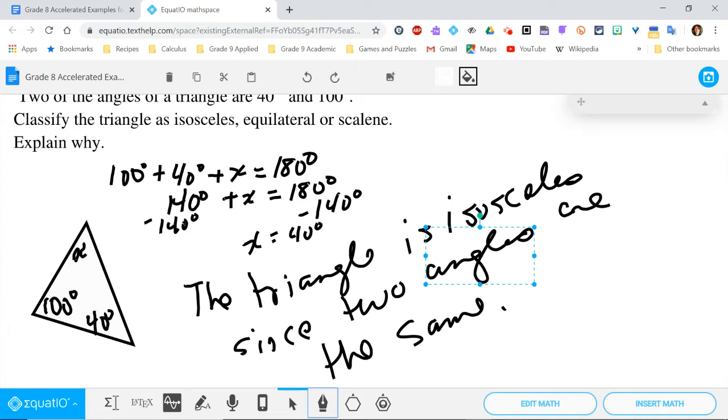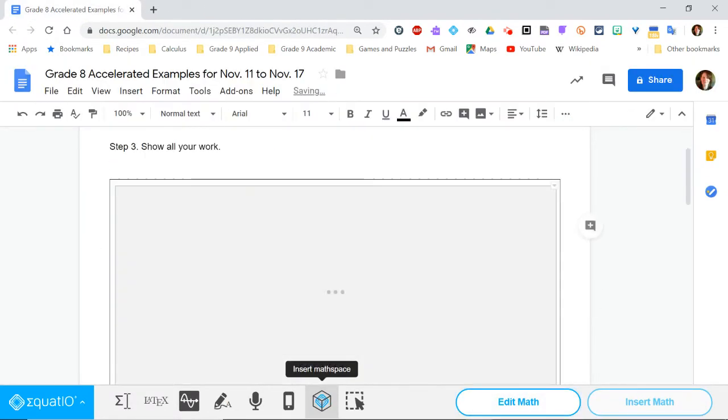I'm happy with my answer. What you need to do next in order to get it into your original document is you're going to press this button up here where it says Insert. So when I hit that, it takes a second. Be patient.